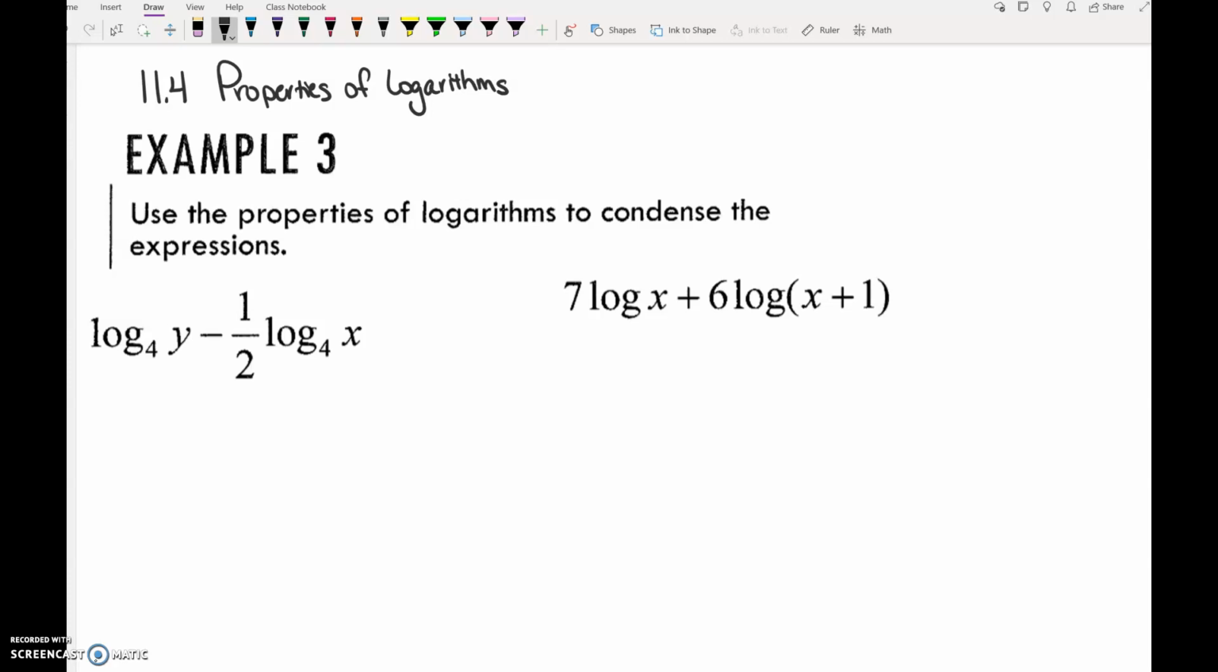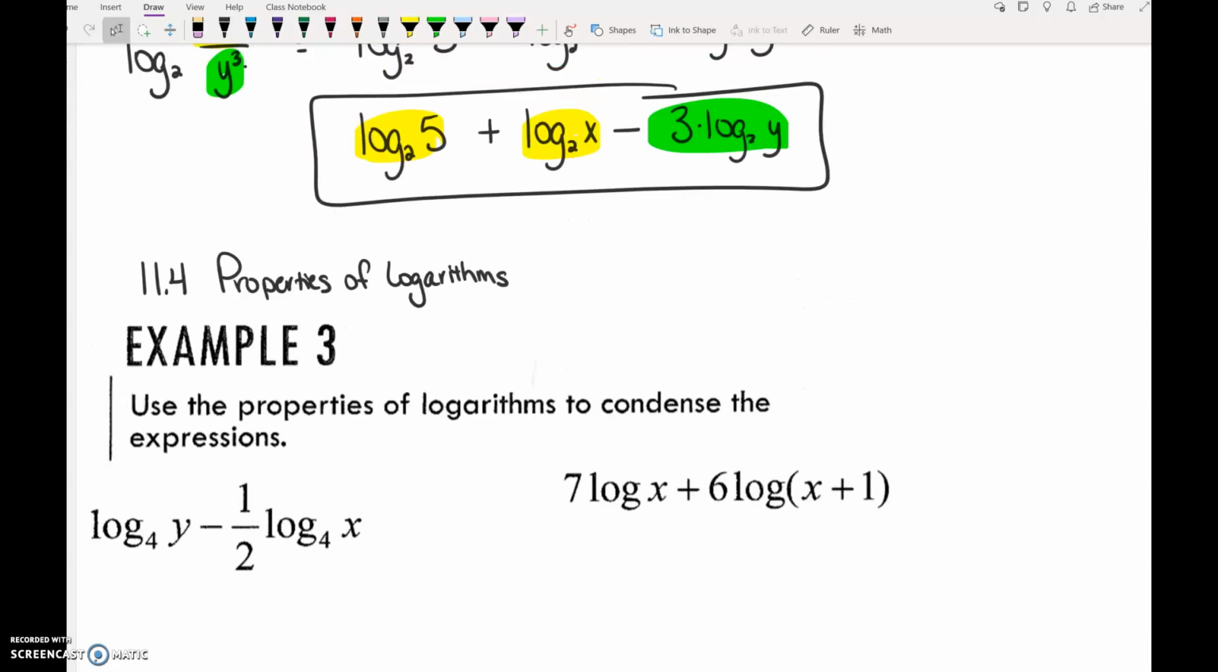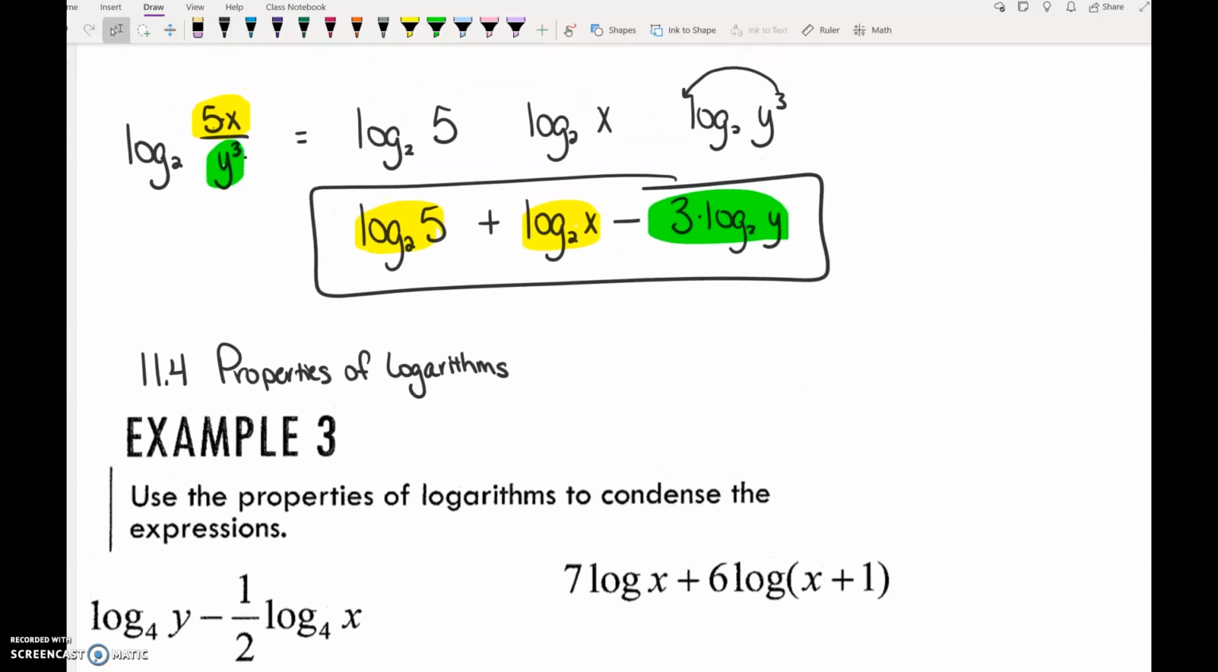Everything that we do in math, there's a way to undo it. So today we are going to undo the process of expanding, and we call that condensing. So basically we're undoing what we did. The last thing that we did, if I go back up to our notes, was move exponents into the front of the term. So exponents inside the log become coefficients in front.